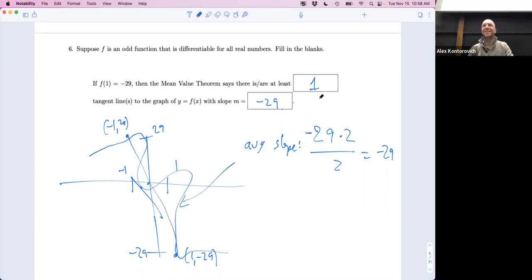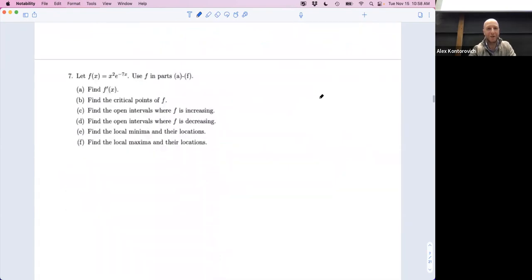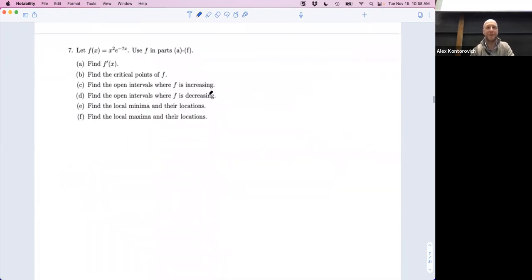It's a test of your understanding of the mean value theorem. Next. Okay, number 7. Find f prime. Fine. By now we're very good at finding f prime.